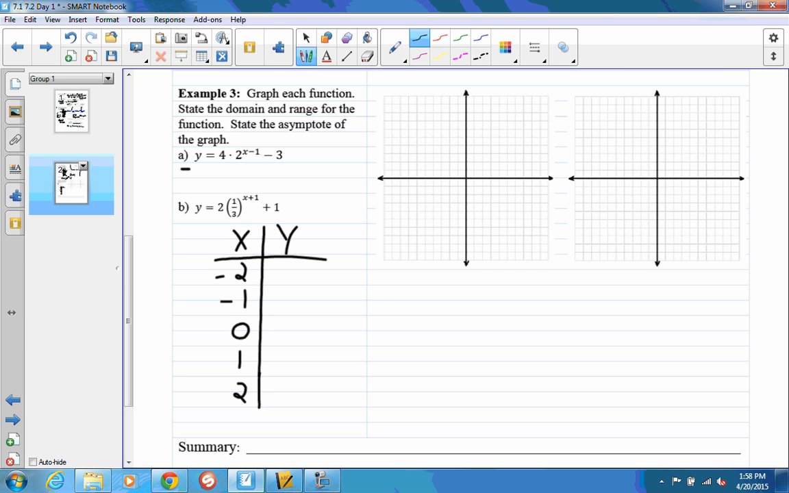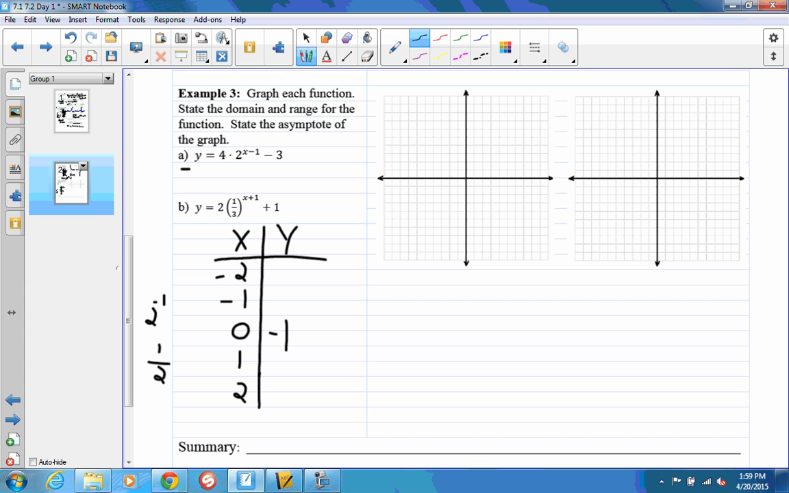Plug in 0 for x. So 2 to the 0 minus 1 power. That's 2 to what power? -1, right? So this is the negative first power. So 2 to the negative first power is 1/2, right? So 1/2 times 4. What is it, Christian? 1/2 times 4 is 2. Very good. So 2 minus 3, -1.